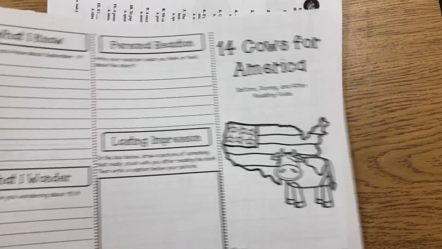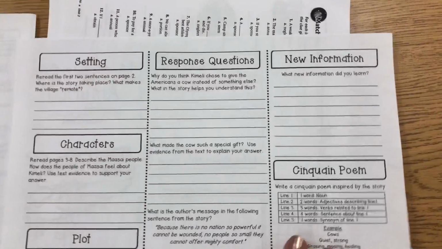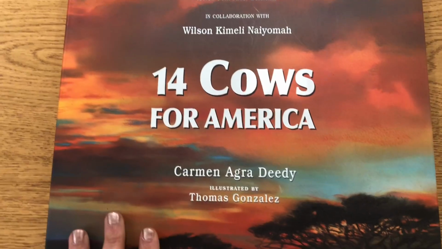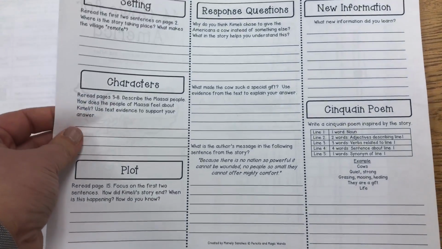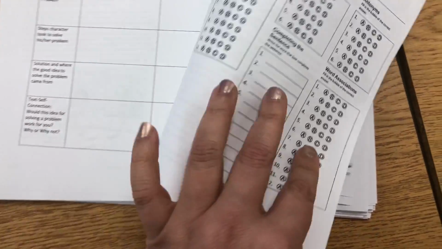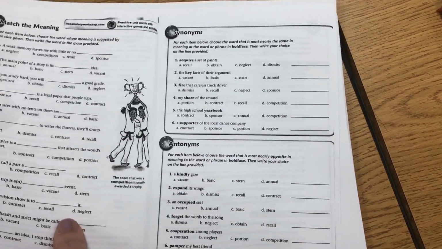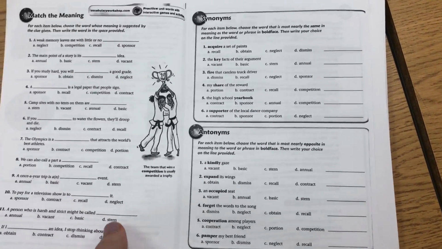This is the trifold that I talked about for 14 Cows for America, which is the book right here, and I highly recommend it. So that's what we're gonna be doing tomorrow for reading. I have their vocabulary workshop booklet that I will make copies of and fold. That will be their homework. They will study their words. We'll go over them tomorrow as well.